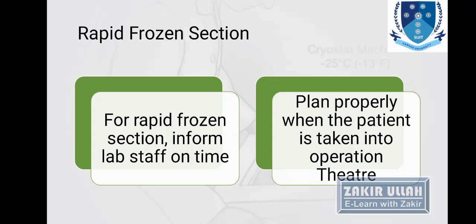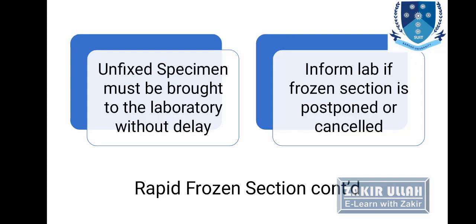And rapid frozen section, we know that it is an emergency condition, so the report is prepared in an emergency situation. Therefore, the surgeon needs to inform the lab staff before the procedure. For rapid frozen section, the specimen should be brought unfixed to the laboratory without delay. If a specimen is removed during a surgical procedure, then that specimen should be brought to the lab without adding any fixative to that tissue, and then in the lab it is processed in the cryostat or cryotome. Then slides are prepared and stained, and then a pathologist makes a report.